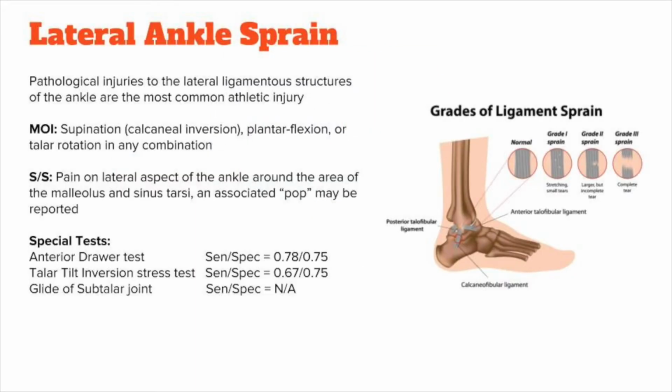So our first pathology is going to be a lateral ankle sprain. These are one of the most common injuries that we will see as athletic trainers, but they can actually lead to more serious pathologies even though they are often overlooked. After your first lateral ankle sprain, you have a 30 to 50% chance of respraining your ankle. You also increase your likelihood of osteoarthritis by 10%, and you have a really high likelihood of chronic ankle instability with each new lateral ankle sprain that you have. So to test for this, we're going to be going over the anterior drawer test, the talar tilt inversion stress test, and the glide of the subtalar joint.